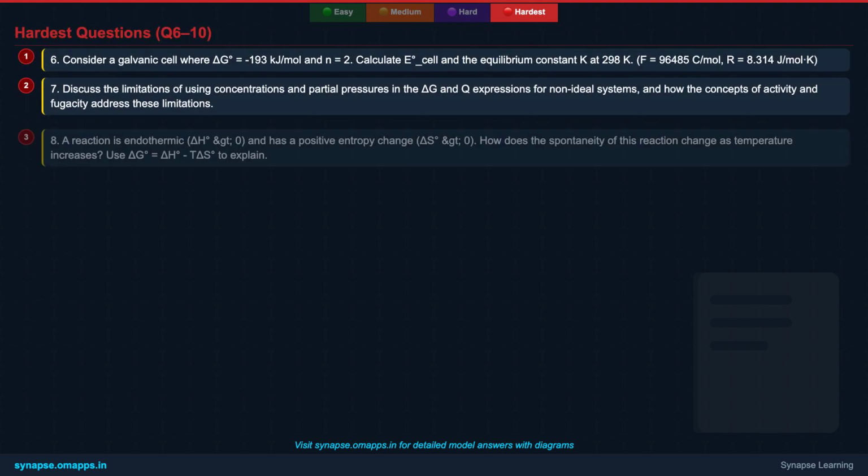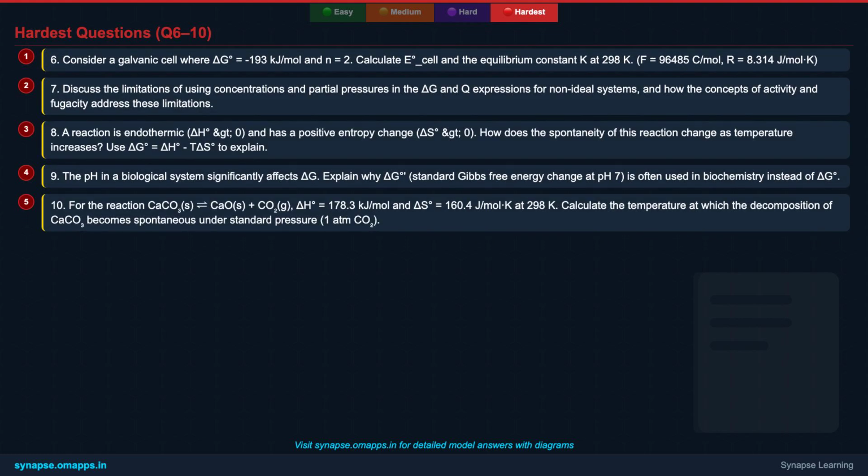Here are the final 5 questions, pushing the boundaries of your competitive preparation. These problems demand critical thinking, a deep understanding of non-ideal systems, and an ability to synthesize information from various advanced topics. Success here means you're well prepared for any challenge G-Main might throw at you. Give them your best shot.